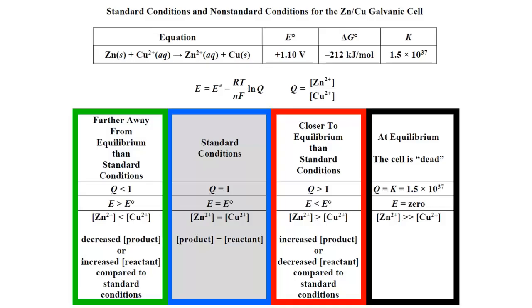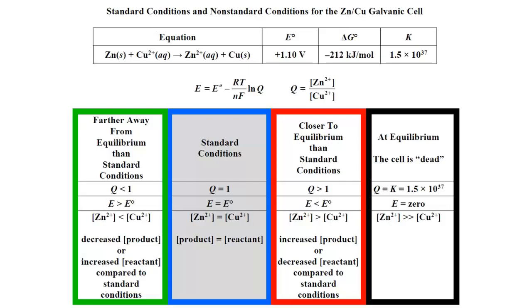Now let me talk about that green rectangle. What if, under these non-standard conditions, you can move the cell further away from, so not closer to, but further away from equilibrium than standard conditions? Well, in that green rectangle, you can see that now the value of the reaction quotient Q is less than 1, and then the cell potential would be greater than the standard cell potential. So hopefully this diagram will help you to analyze where we are when we have a non-standard cell. Are we further away from equilibrium than Q equals 1, or are we closer to equilibrium than Q equals 1?